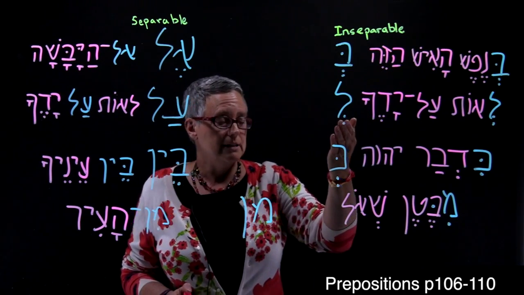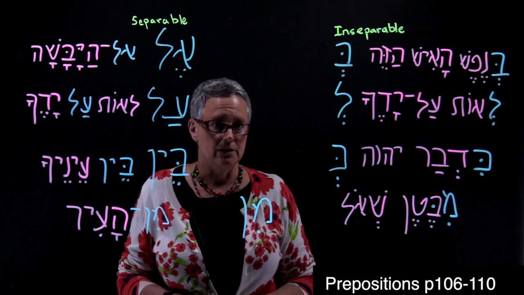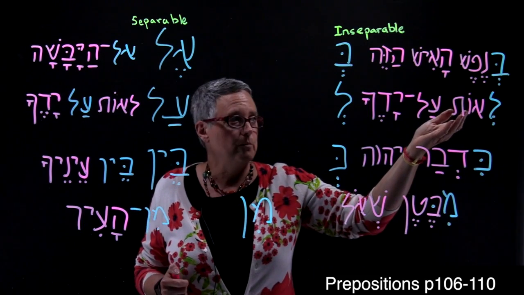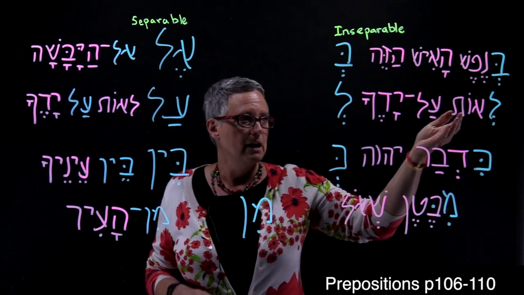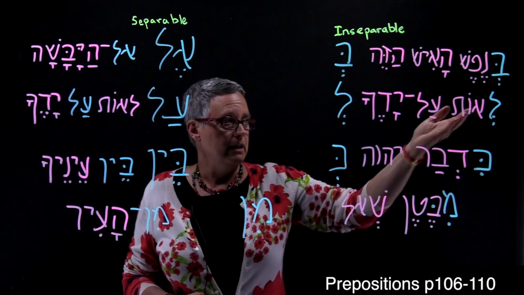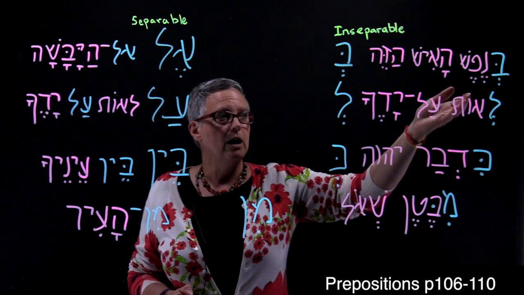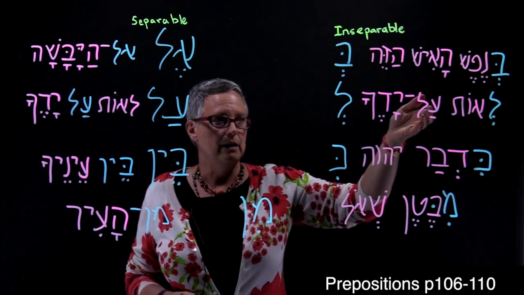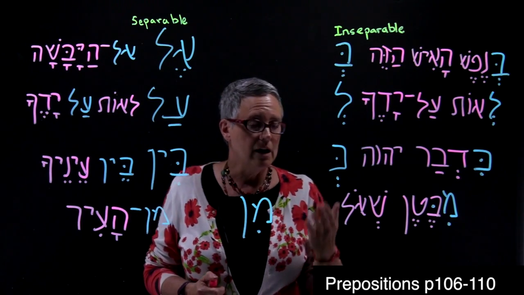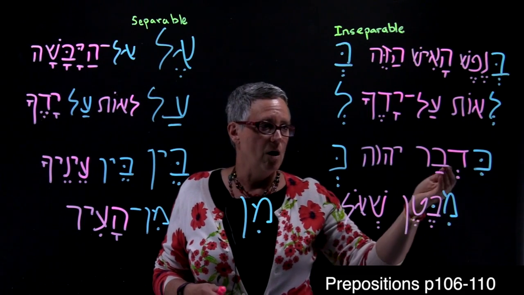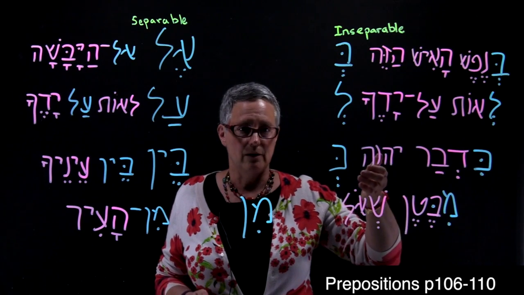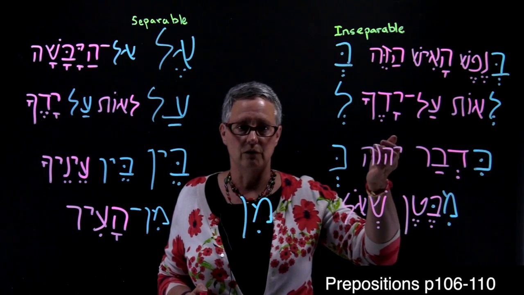Le is another inseparable preposition that is very common. You are familiar with this from the Shema already. This phrase, le'ot al yadecha, is for a sign upon your hand. Then kaf, K, that preposition you also know from the book of Jonah: ki devar Adonai, according to the word of the Lord.